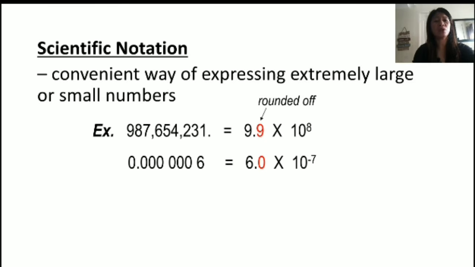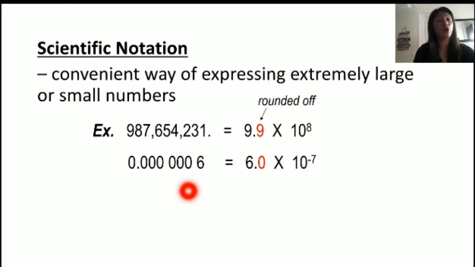For small numbers such as this, we have 0 point, and this is 6. We have tenths, hundredths, thousandths, ten-thousandths, hundred-thousandths, millionths. So this is 10 millionths. So the number is read as 610 millionths. So how do you express that in scientific notation?